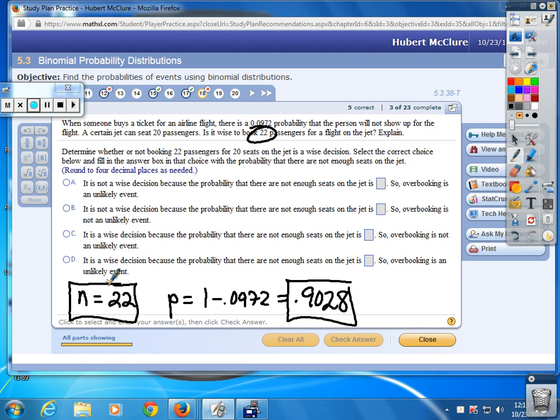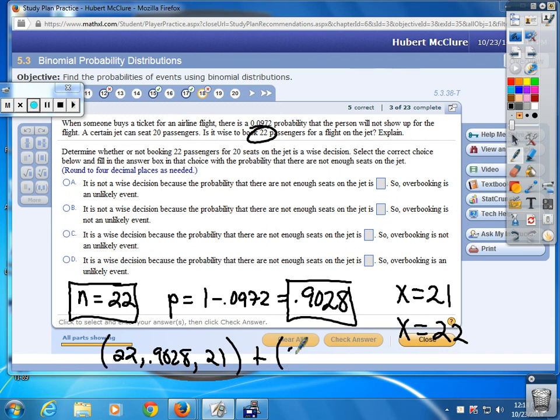Now how are you going to do the X? Well, X is going to be 21 and what? X is going to be equal to 21 and X is going to be equal to 22 because those are the two people that you don't want to show up. Okay? The 21st and the 22nd person. So that's going to be 22, comma, 0.9028, comma, 21, plus N is 22, comma, 0.9028, comma, 22.